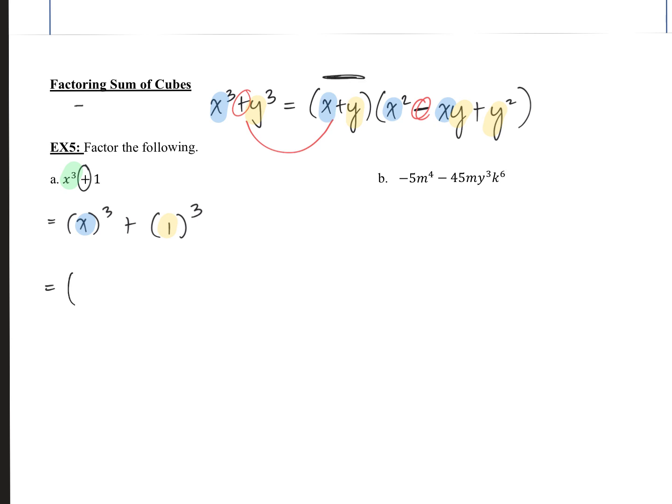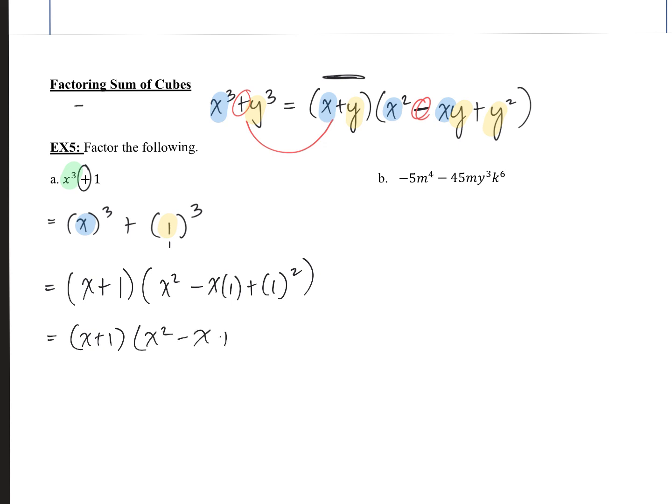So the first one we use is x plus y, so x plus, this time we're replacing the y with the 1, and then we have our x squared minus our x times y, which is actually going to be x times 1, plus the 1 squared. Now we can simplify that: x plus 1, x squared minus x plus 1. Once again, can we factor the trinomial? The answer is, if you checked that there was no GCF in the beginning, then it is prime. And we're done.